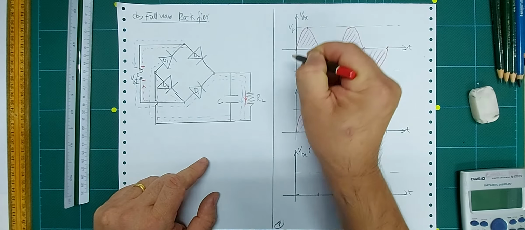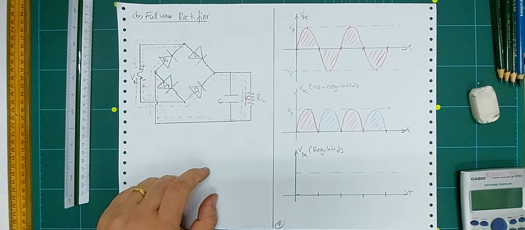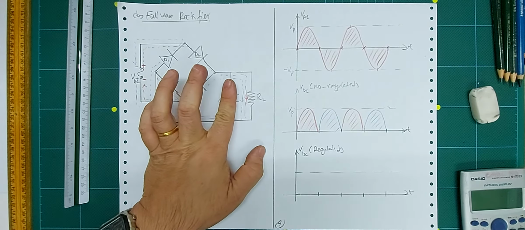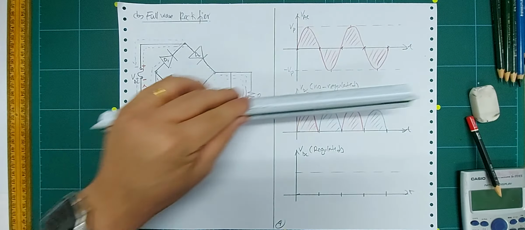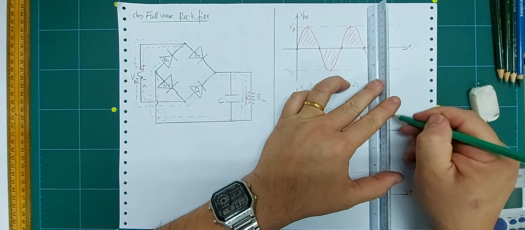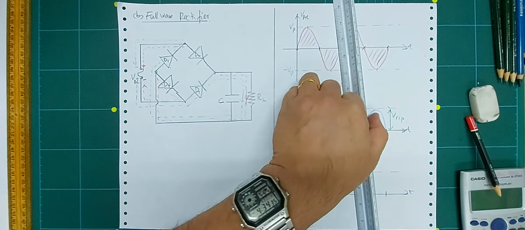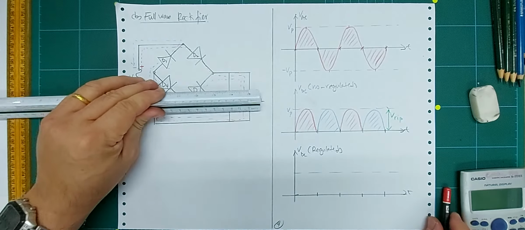So I call this one VP, negative VP. So I assume this one theoretically VP. And then this one is if there is no capacitor. See or not? The ripple voltage is very high. So I call this one the ripple voltage, VRIP, ripple voltage.